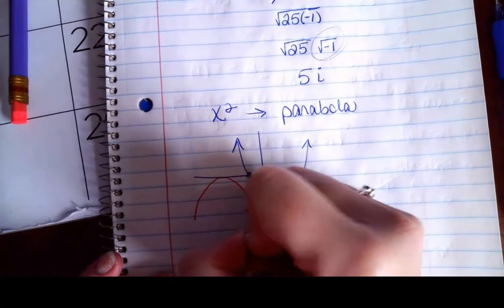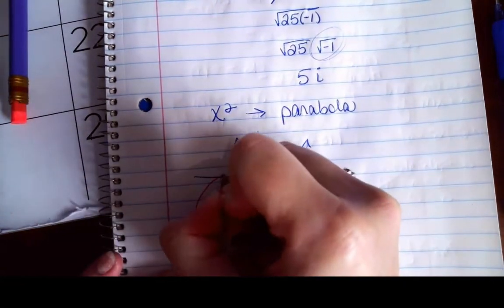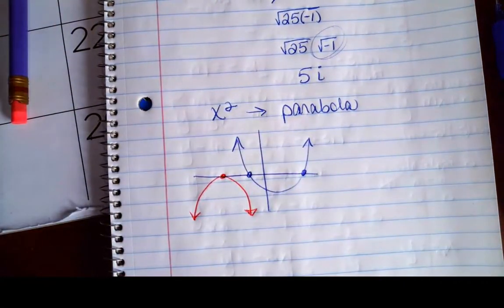Well, what about if I graph this one? Okay, so here's a different parabola. Well, now I've got a single solution. So it hits the x-axis 1 time, so I would find 1 solution.